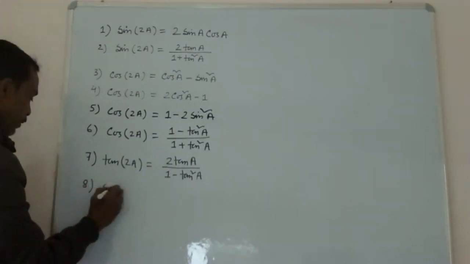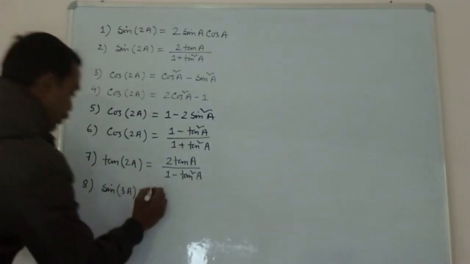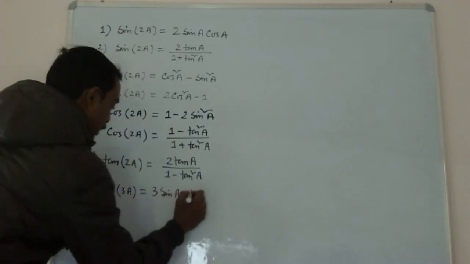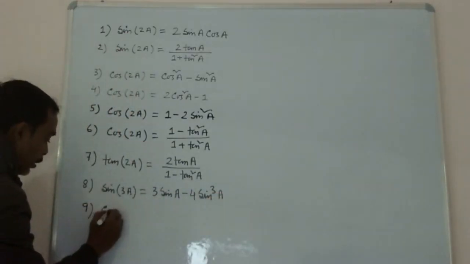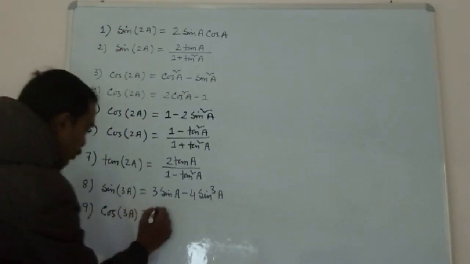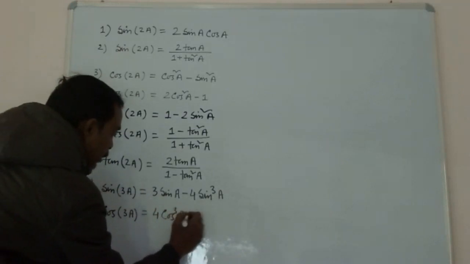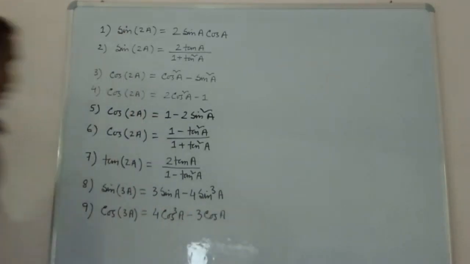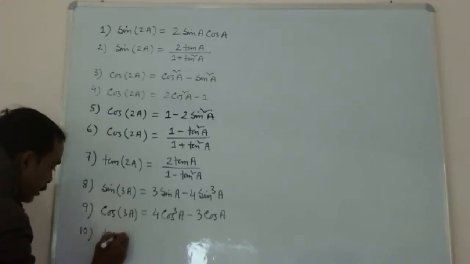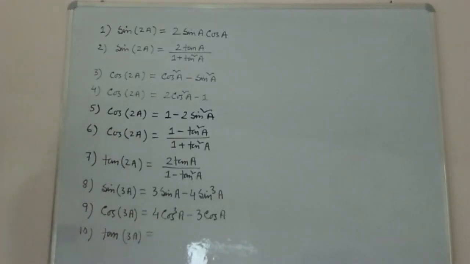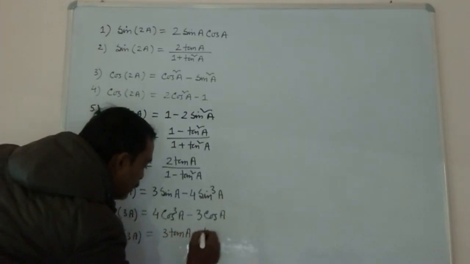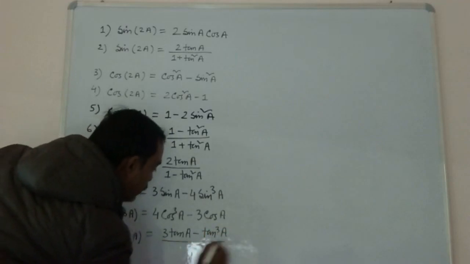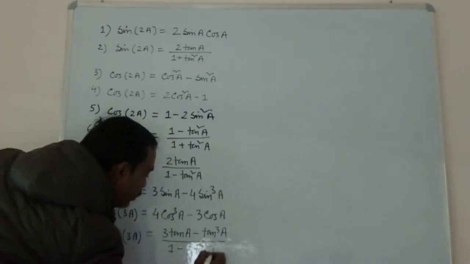Number 8, sin 3A is equal to 3 sin A minus 4 sin cube A. Number 9, cos 3A is equal to 4 cos cube A minus 3 cos A. And number 10, that is tan 3A is equal to, what is the value of tan 3A? 3 tan A minus tan cube A by 1 minus 3 tan square A.